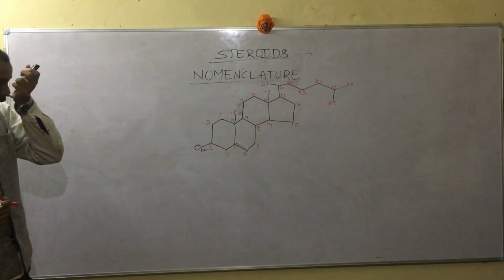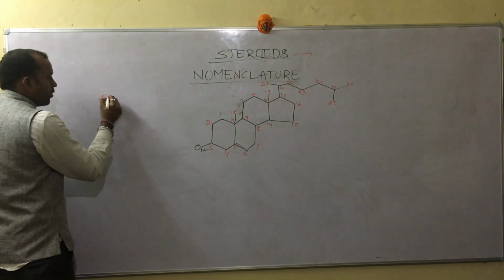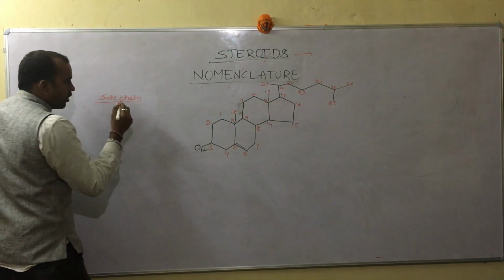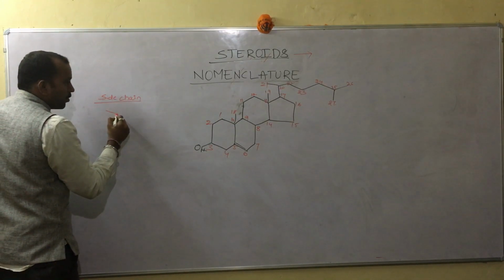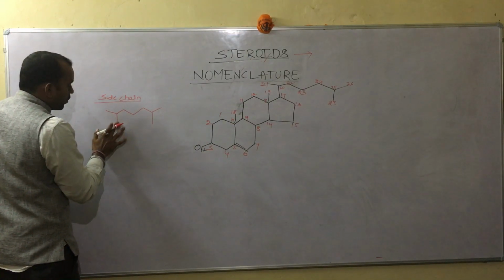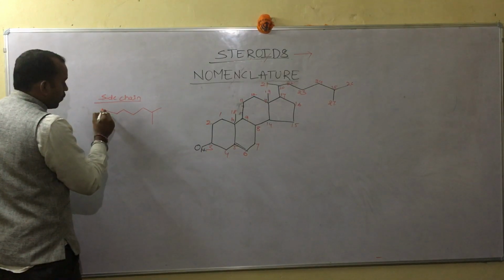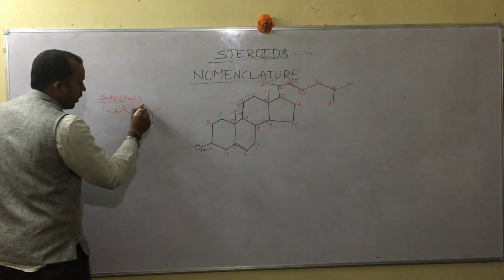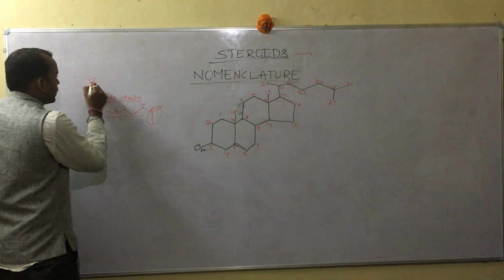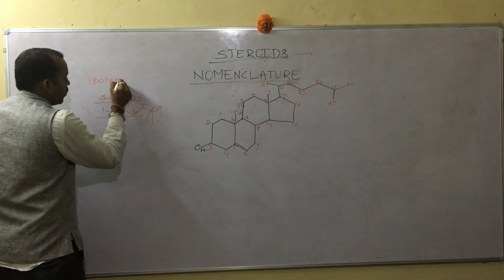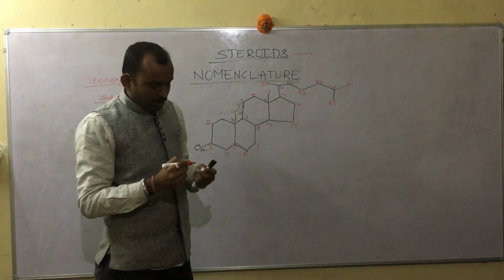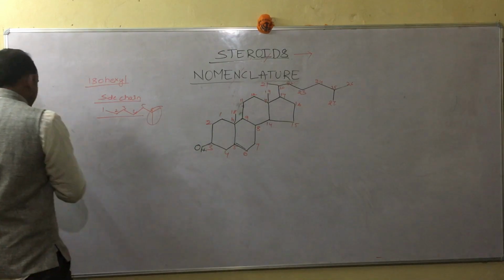The side chain which is available in cholesterol is isohexyl. Now you can see 1, 2, 3, 4, 5 and 6. That means the side chain is isohexyl. This is the fundamental of the isohexyl group present in cholesterol.